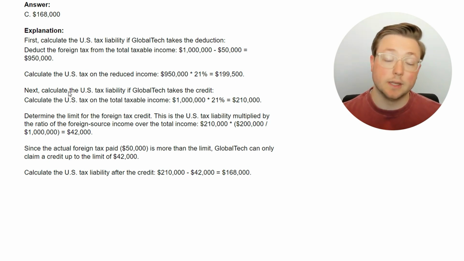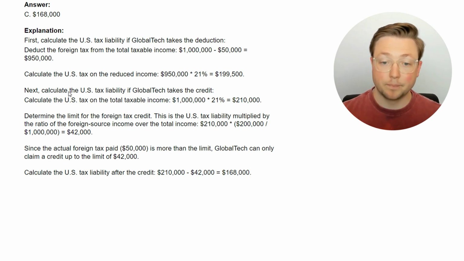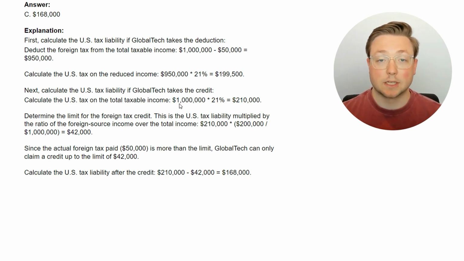And then for the credit, if you remember right, again, we learned how to do this for an individual. It's pretty much the same. First, you calculate the total taxable income, including the foreign income. So take all the income, calculate the tax. So it would be $210,000.